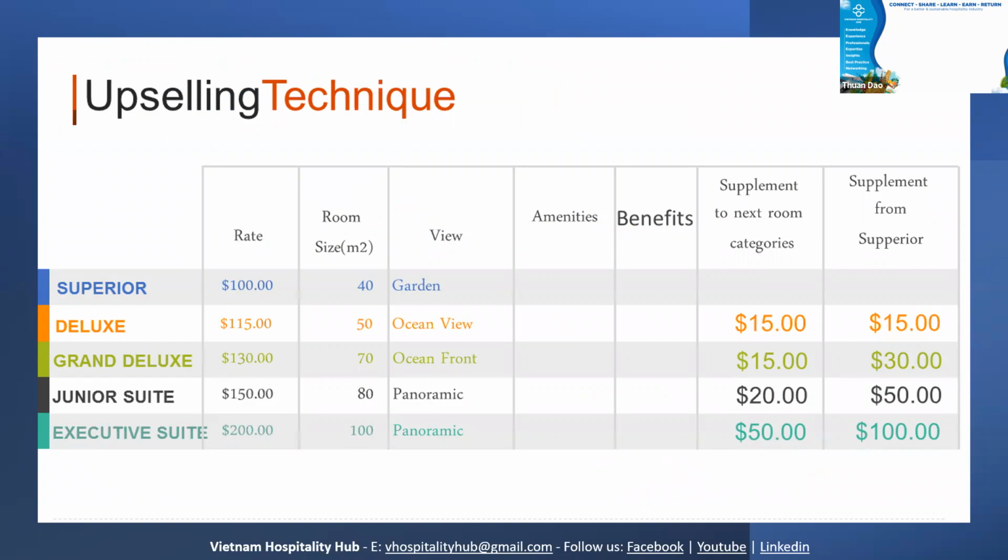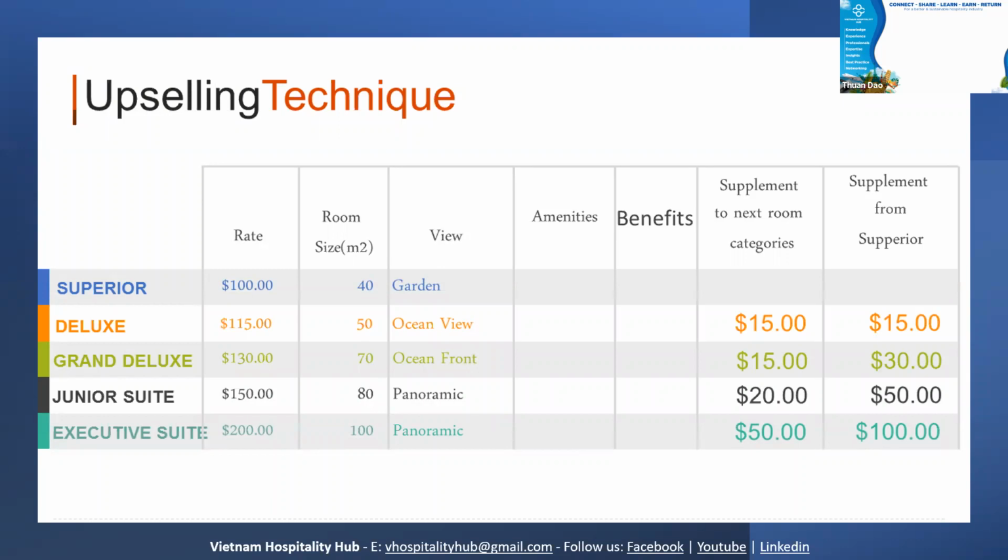When we do upselling, this is one of the tables, the templates, that we need to prepare to train our team. Let's say you have five room categories here: superior, deluxe, grand deluxe, junior suite, executive suite. You have the rate, the room size, the view, amenities, benefits. Then you need to make a supplement to the next category, or a supplement from the superior, that means the entry room.